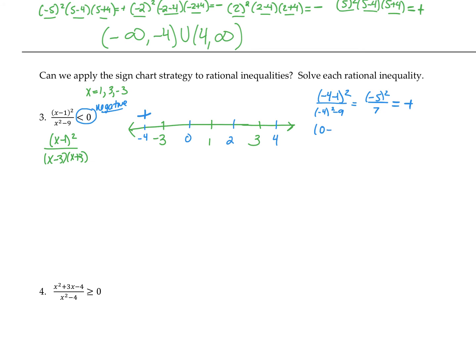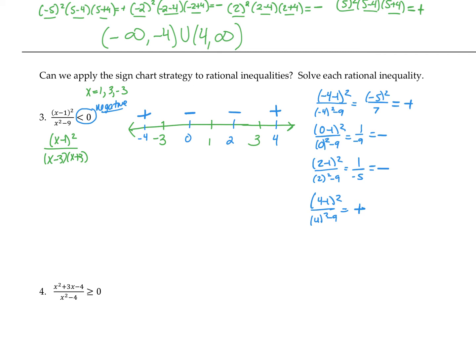I'm going to plug in 0. I'm going to end up with positive over negative. So this is going to give me a negative result. Then I'm going to go with 5. So this is going to end up with a positive result. 4 minus 1, 4 squared minus 9. So positive over positive, positive result.